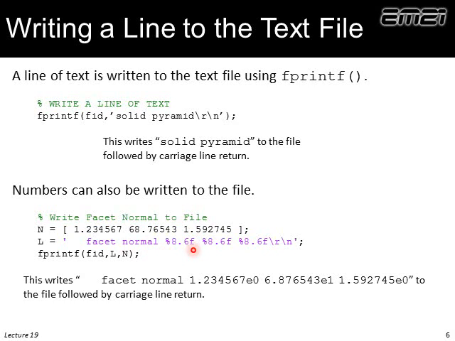But this says we want to display a floating point number. We want the field to be a total of 8 digits, and we want 6 digits of precision. And I'm keeping that same format for all 3 numbers, and then a carriage return line feed. So when we do that, it writes facet normal with 3 numbers, and it writes that to the file.